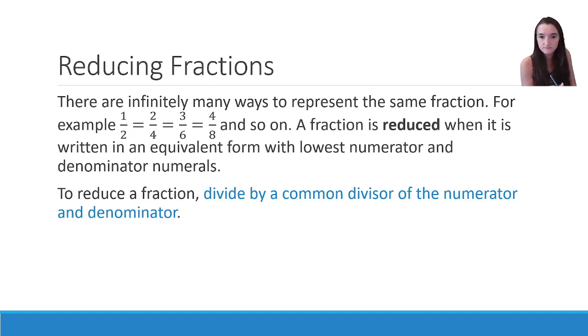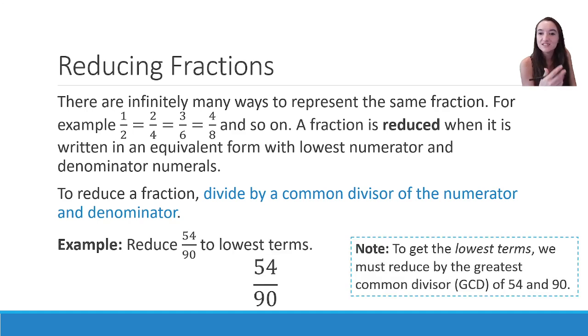So to reduce a fraction, we divide the numerator and denominator by some common divisor. Okay? To get the lowest form, then we want to divide by what's called the GCD, or greatest common divisor. So in this case, if I want to reduce 54 over 90 to lowest terms, I need to figure out what is the GCD, greatest common divisor, of 54 and 90. So, how do I figure that out?